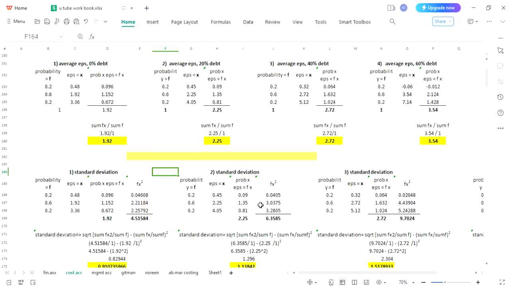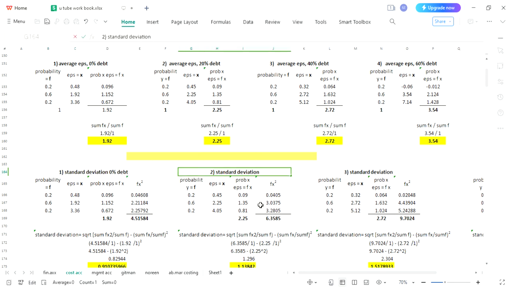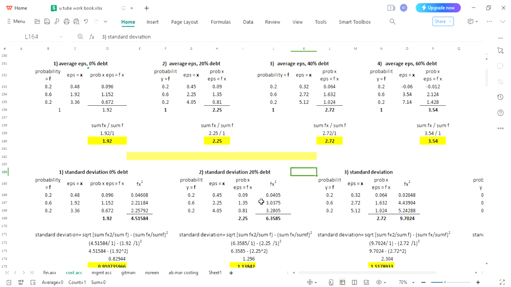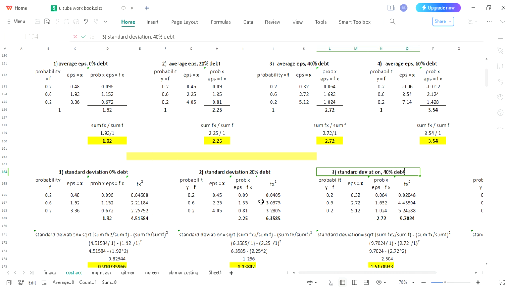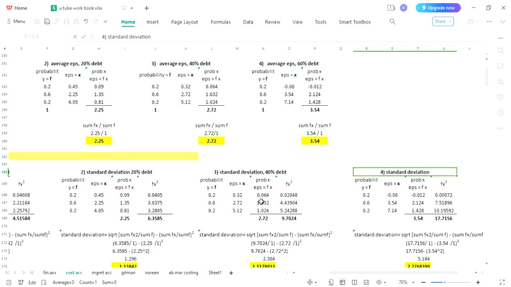How are these 4 parts? First, the standard deviation was calculated for 0% debt, and then you have calculated the standard deviation for 20% debt, and then you have calculated the standard deviation for 40% debt, and finally the standard deviation was calculated for 60% debt.